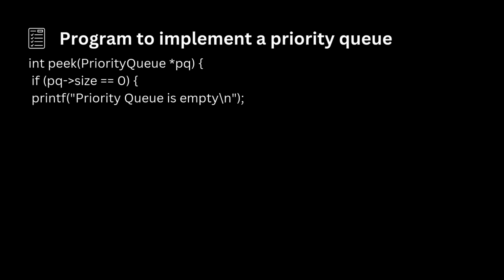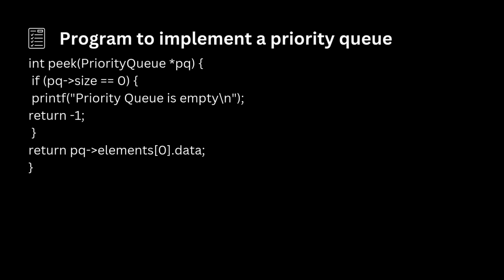After printing the message, the function returns -1 to indicate that there is no element to peek at because the queue is empty. If the priority queue is not empty, the function proceeds to access the element with the highest priority. In a binary heap implementation of a priority queue, the element with the highest priority is always at the root of the heap, which is located at index 0 in the elements array of the priority queue. The function returns the data value of the element at index 0, that is PQ elements of 0 data.